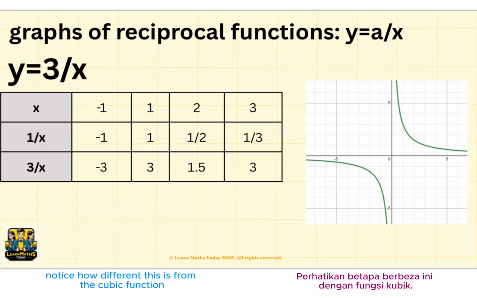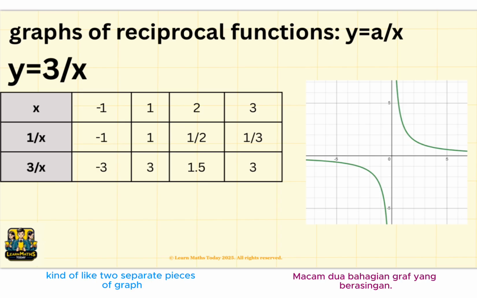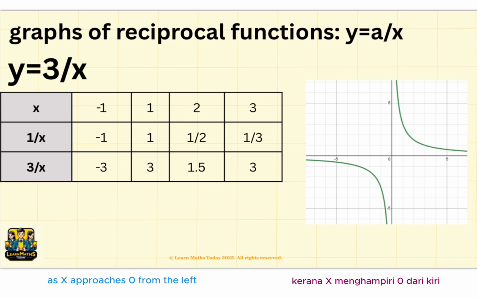Notice how different this is from the cubic function. Instead of having one continuous S-curve, we have two separate pieces, living in opposite corners of the coordinate plane. As x approaches 0 from the right, y shoots up towards infinity. As x approaches 0 from the left, y plunges towards negative infinity.